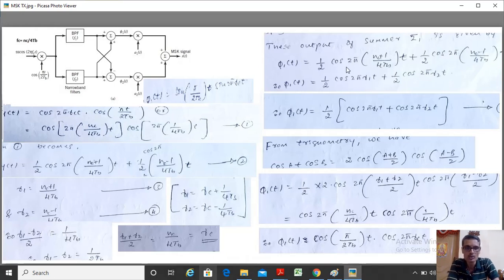So phi 1 of t is equal to, it is this particular term and this term. That's what I have written over here, right? So this can be written as half of cos of 2 pi f1t plus half of cos of 2 pi f2t, where this is f1, this is f2. Again, I apply a trigonometric rule, that is, if I take a half common, it is cos A plus cos B, correct? So if I apply that cos A plus cos B rule, it is 2 cos A plus B by 2, cos A minus B by 2. So the same equation, this equation, I will write like this. It is half of 2 times, because this 2 cos something, 2 cos of 2 pi f1 plus f2 by 2, f1 minus f2 by 2.